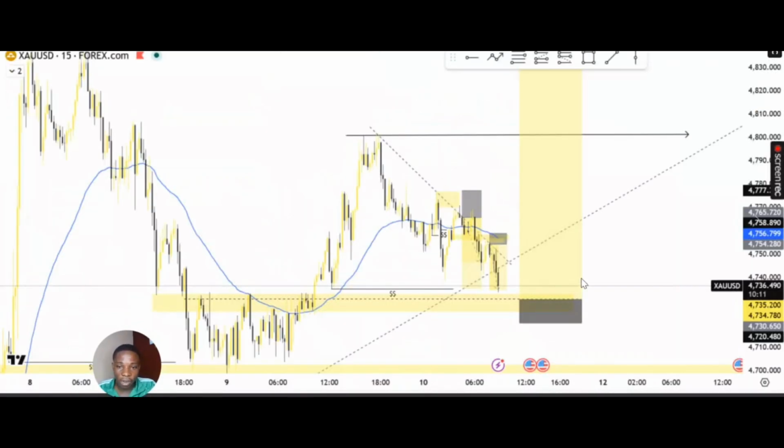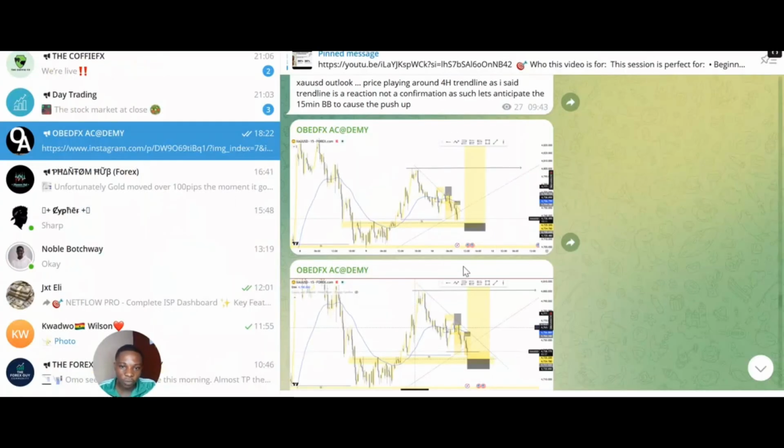This was sent to the Telegram community, the same thing I was talking about. I was looking at the order block. This was the breaker block, so price will just start passing and move to the upside. As simple as that. That was what we were checking.